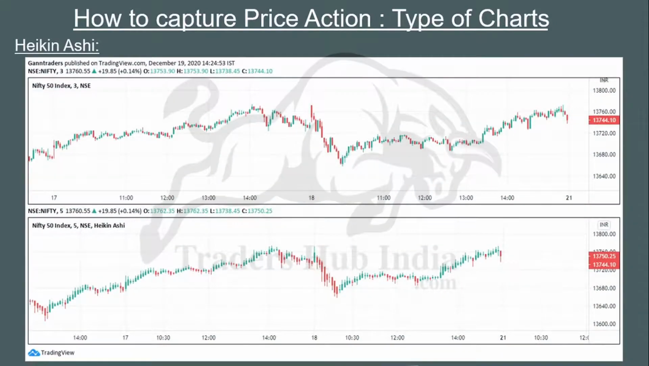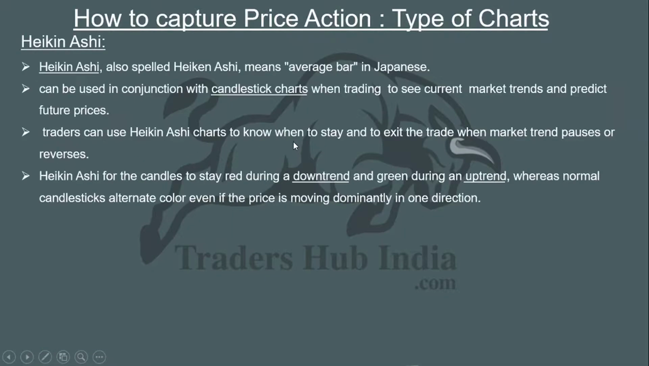Heikin-Ashi. This is the Heikin-Ashi chart. We should use the Heikin-Ashi chart along with the candlestick chart to know exactly the trend of the market. Heikin-Ashi, also called Heikin-Ashi, means average bar in the Japanese language.